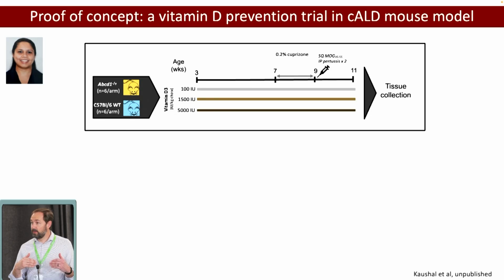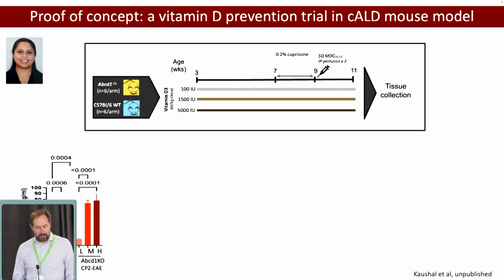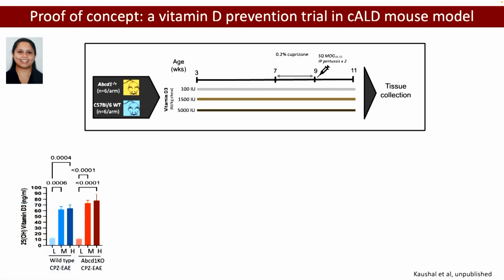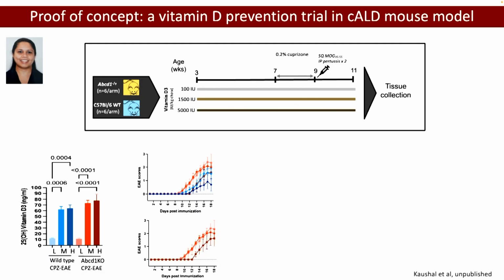But what we did was divide the mice into 3 groups and give each group different levels of vitamin D. One made them very insufficient, one gave them sort of normal levels, and then one gave them higher levels. The insufficient ones had significantly lower vitamin D levels. The medium and higher mice had similar vitamin D levels. This is just their vitamin D levels here.